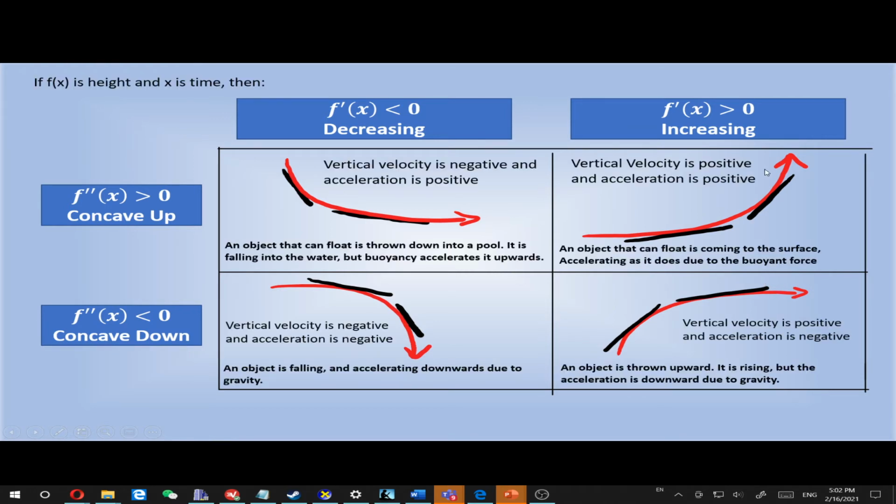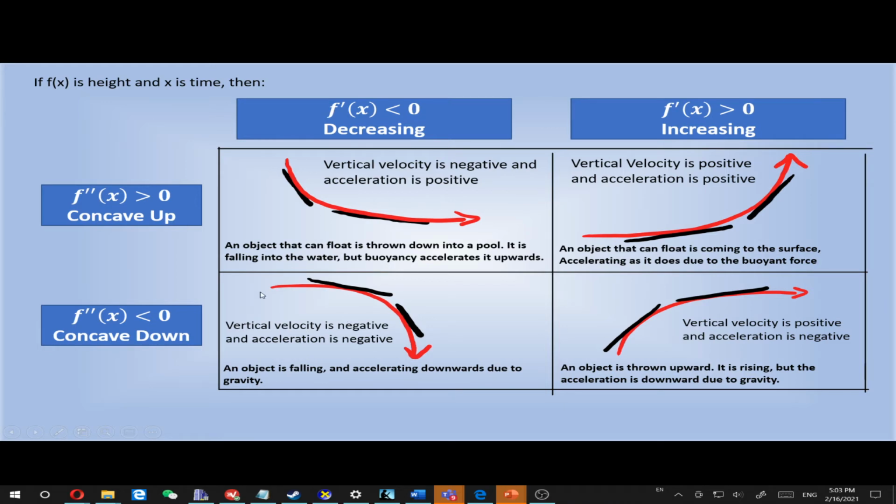I've got a couple physics examples for what this type of equation would look like if you're looking at the height of an object. If I throw an object that can float into a pool, when it initially falls into the water, the buoyant force is going to accelerate it upwards. So it has velocity, still moving down, but the acceleration is positive, so the rate at which it's moving down is slowing down. There will be some point where the object stops falling and starts rising. That's when the vertical velocity is now positive because we've changed direction. The acceleration is positive because our net force, the buoyant force minus the force of gravity, is positive.